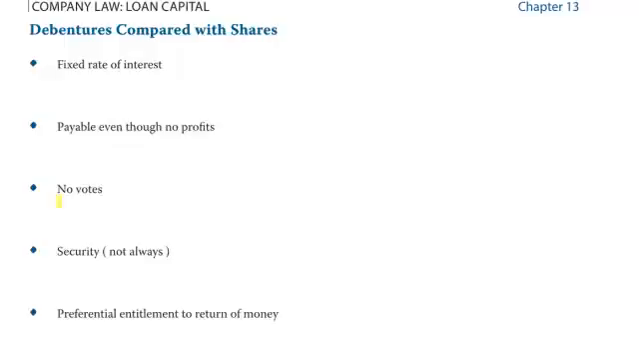Debentures as compared with shares. Just let me ask you a question before I get into this. If we have equity shares and preference shares and debentures, which would you prefer? If you had £10,000 to invest in a company, would you have equity shares, ordinary residuary shares, at the end of a liquidation, or would you prefer preference shares, a fixed rate of dividend, preferential entitlement to repayment in a winding up?